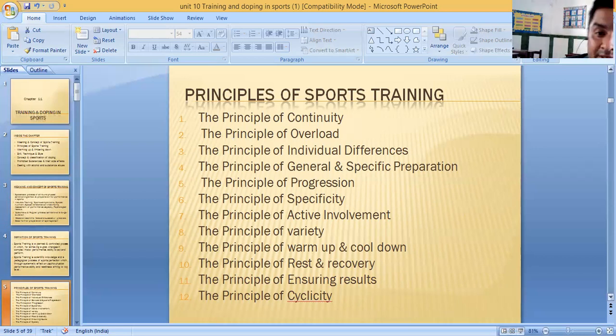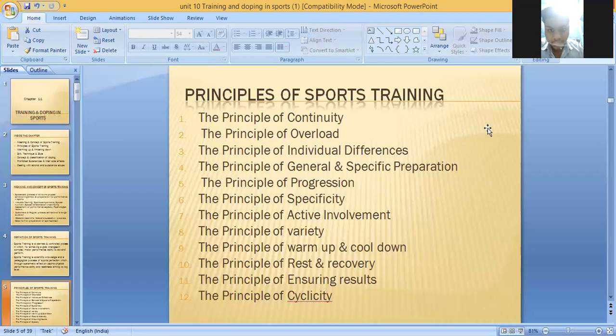The principle of overload means you have to increase your training load gradually. For example, if you are running 800 meters today, the next day you have to increase your load, that means you have to increase your distance. Okay? If there is no overload, you are not able to get enhanced performance. Okay? Now the third principle is the principle of individual differences.